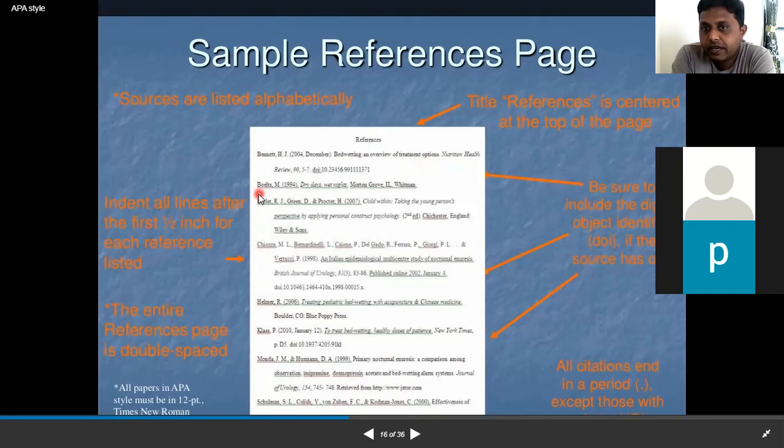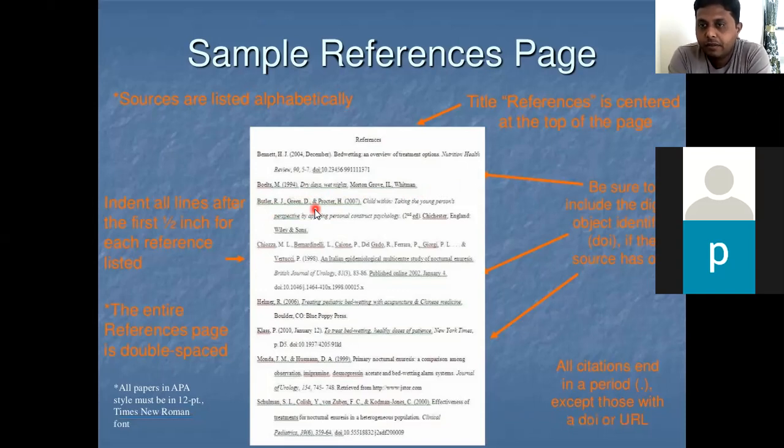Then for the second reference we can have the same case over here. Then Dry Days, Wet Nights. See the title over here. We don't know the other information about this. In the case of two authors, C. Butler, R.J. Green, D. and Proctor, H. See the use of and. The use of and is allowed in APA, but it is not allowed in MLA.